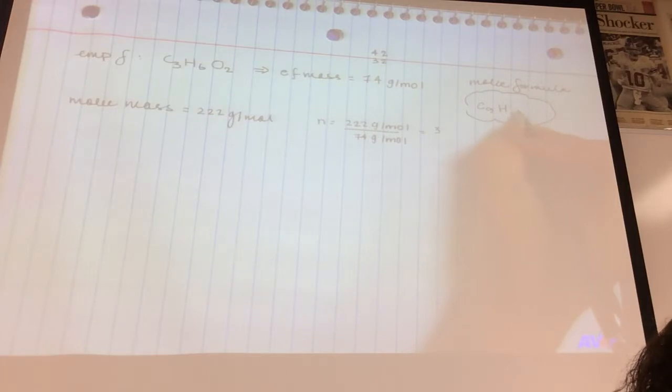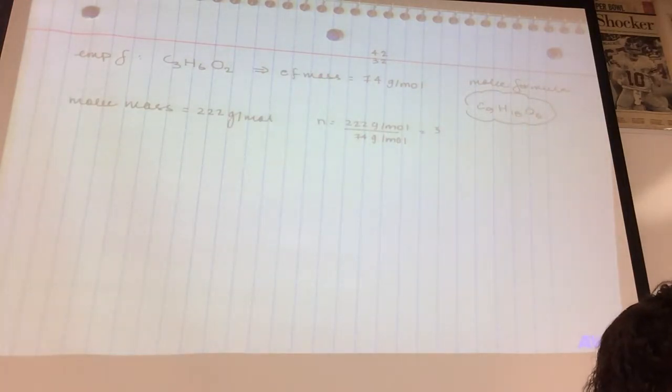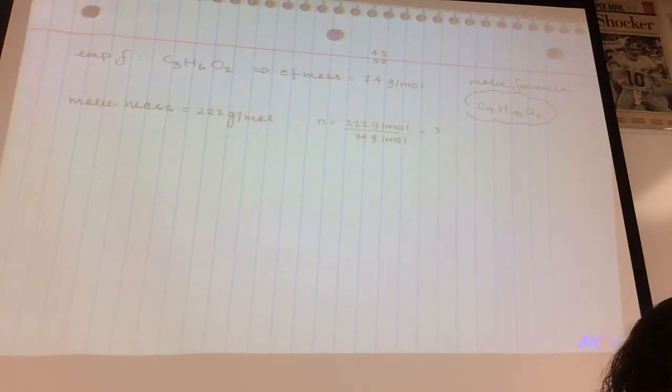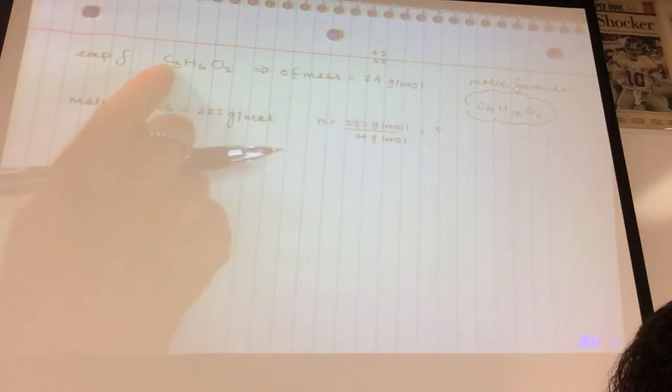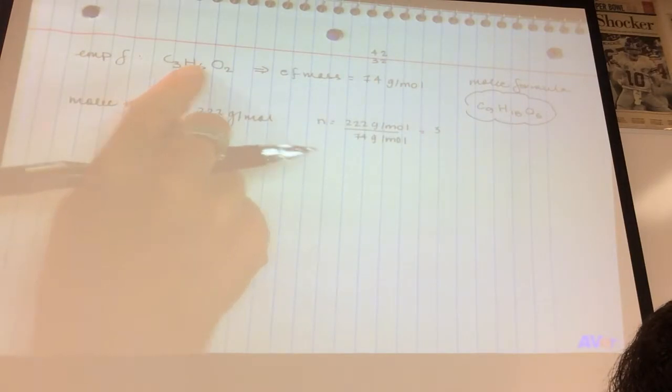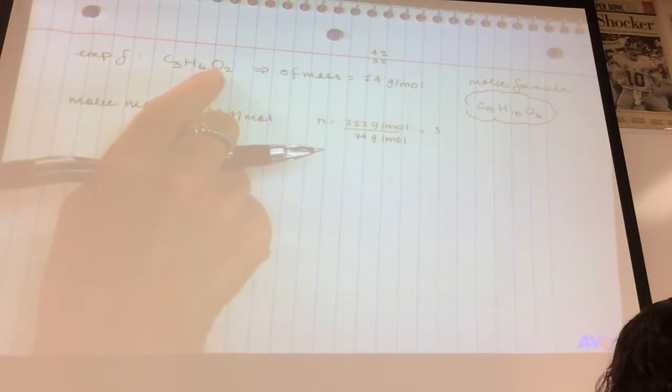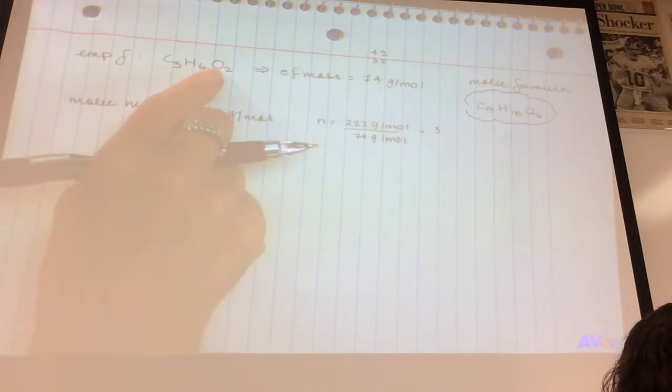C9H, that's bad math, 18, careful, oopsie. 2 times 3 is? 6. All right? Wait, can you do the 74 part again? 3 times 12 plus 6 times 1 plus 2 times 16. Just using mass numbers, it's easier. Oh.